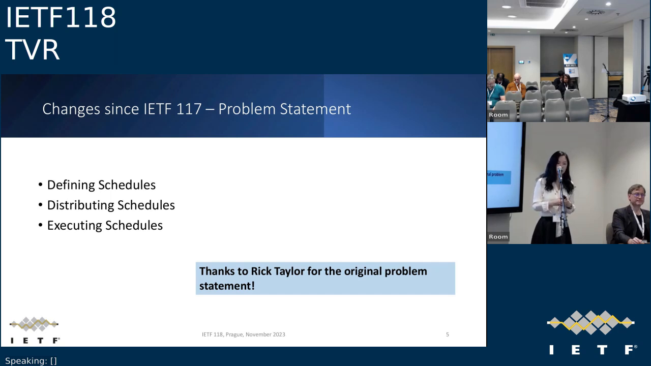The biggest change for this version of the document is that we added a problem statement section. Thanks to Rick for providing his original problem statement for TVR. Of course, we made some changes, but the baseline is pretty much the same. The problem to solve is that we need to be able to define a schedule. Right now the working group is targeting using a YANG model to define the schedule. Then we will need to work with the domain and protocol experts for the distribution of the schedule and then the executing of the schedule. Everybody is welcome to review the document. We want to make sure we get the wording right, that it's clear to everybody, and that it's not going to cause any confusion.